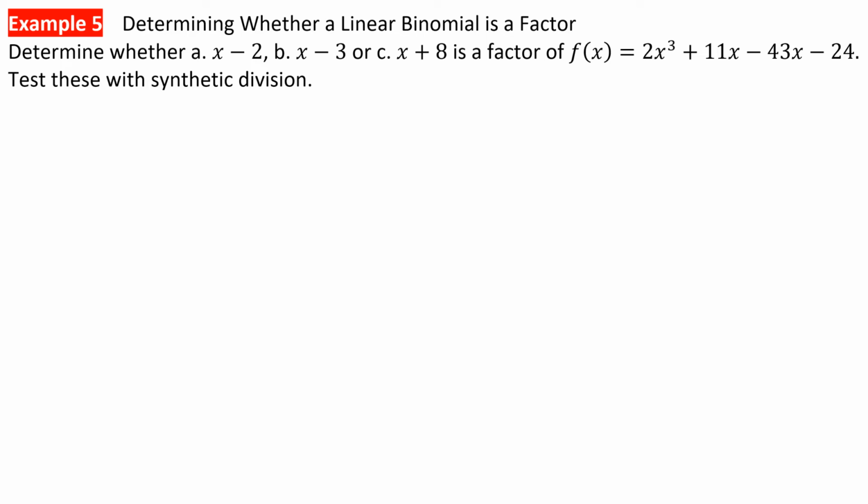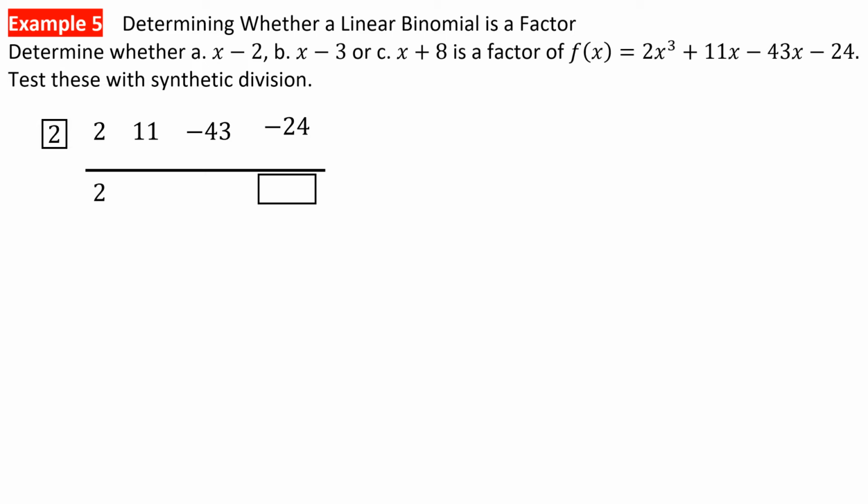So let's check out x minus 2, and let's use synthetic division. Remember, when we set up synthetic division, if we want to check if x minus 2 is a factor, then in the box over on the left, we're going to put in a positive 2. We set up our coefficients and our constants, so the 2, 11, negative 43, and negative 24. I hope you can check out the function and see where they come from. We bring down the 2, we multiply 2 times 2, and we place it under 11. We add and come to 15.